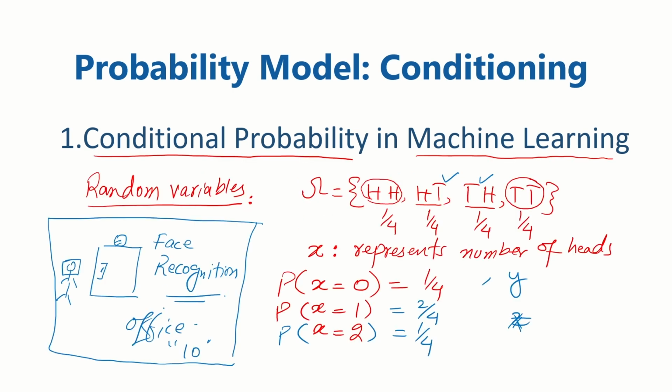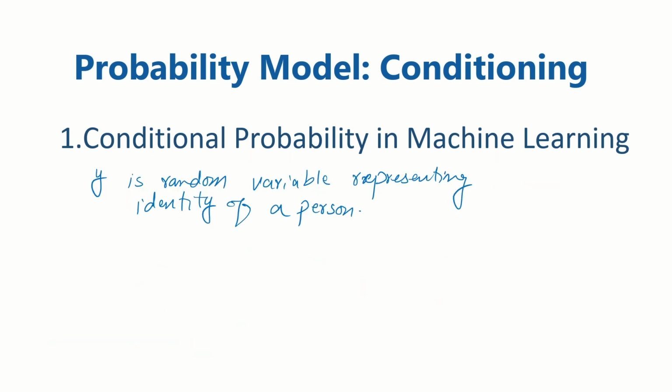Because we have mentioned there are only 10 different people, the values that Y can take belong to this particular set: 1, 2, 3, ..., 10. Let's say ID 1 means person 1, ID 2 means person 2, ID 3 means person 3, and so on. This variable is random because next time which person will walk in, we do not know for sure.